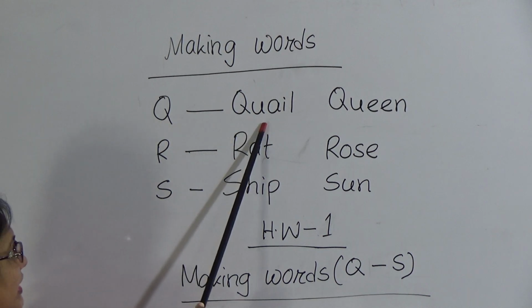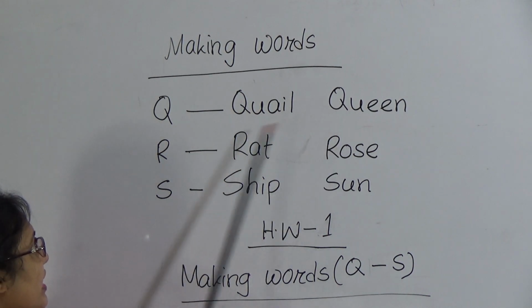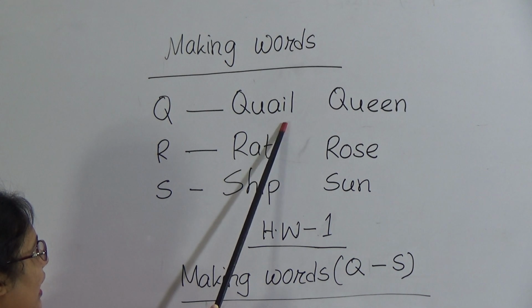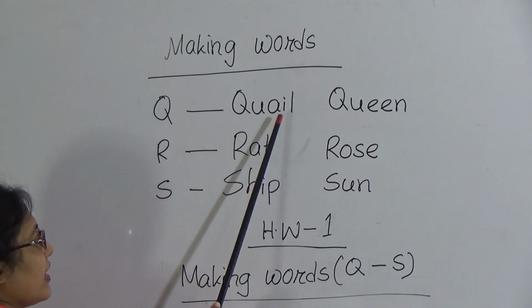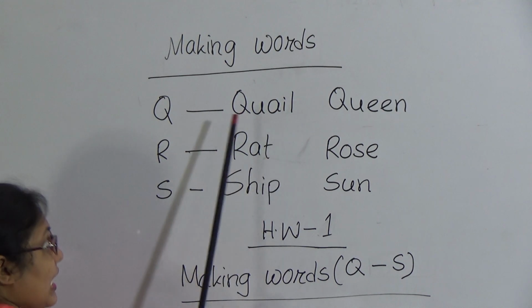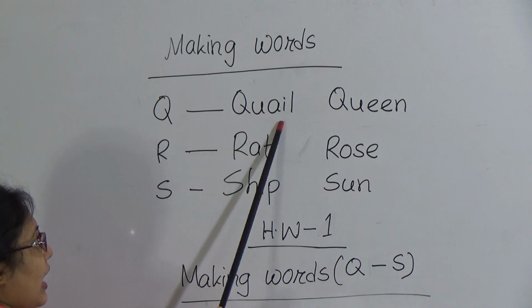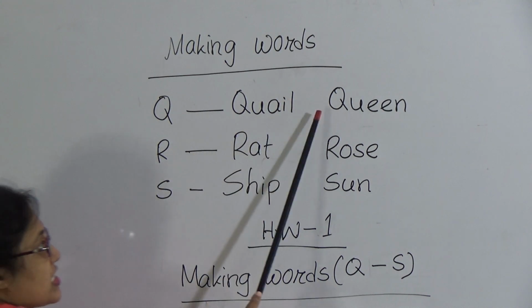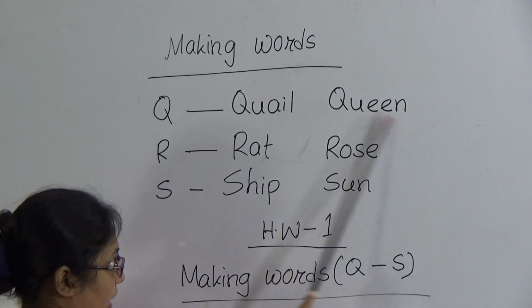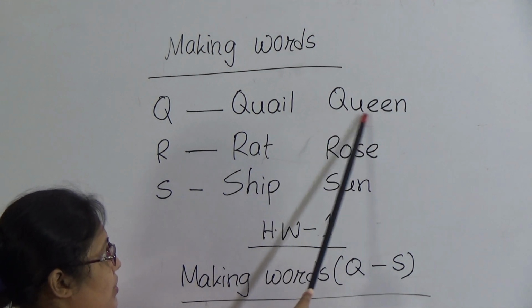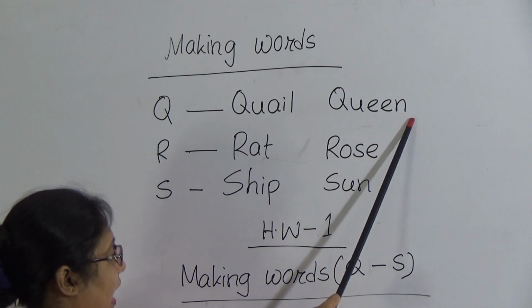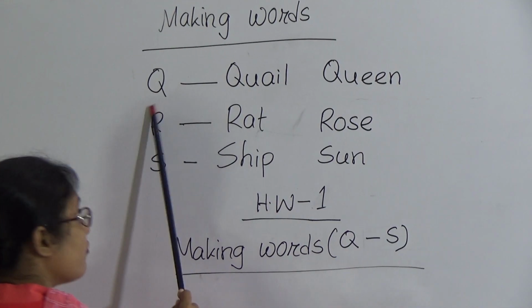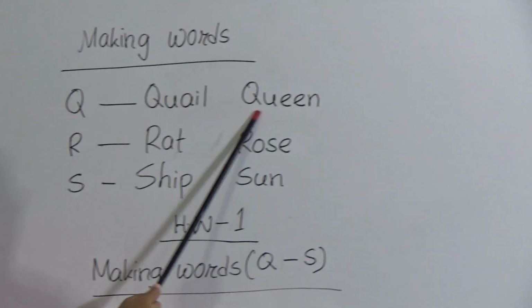Q for quail and Q for queen. Q-U-A-I-L, quail. Q-U-E-E-N, queen. So Q for quail and queen.